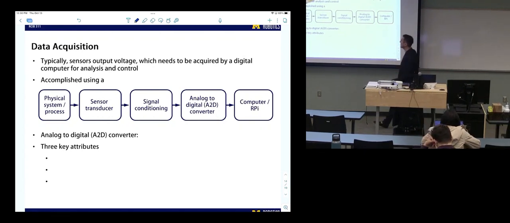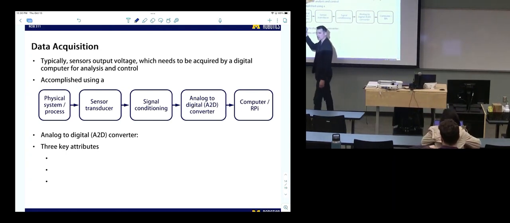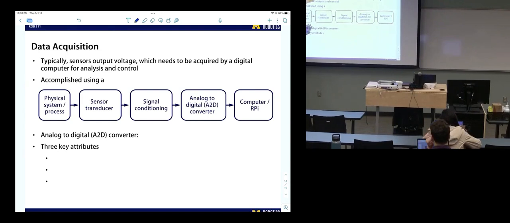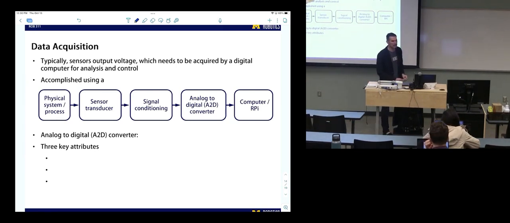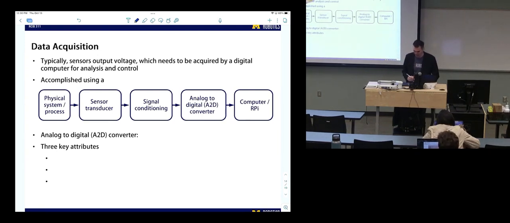Okay, so this makes up the common pipeline for data acquisition. There's going to be a physical process, so there's a ballbot, its motion, its lean angle. There'll be some sort of sensor transducer that converts that physical process into a voltage. You might condition that signal with filtering or some other types of conditioning. Then it will be sampled and converted by something called an analog to digital converter or A to D card. And then those values are sent digitally to a computer. This is accomplished using a data acquisition system. That's kind of the terminology.